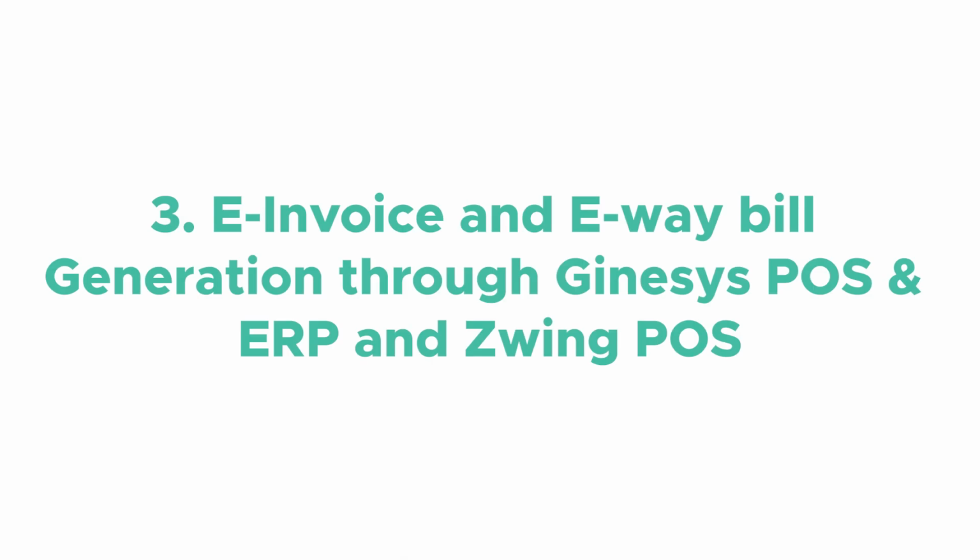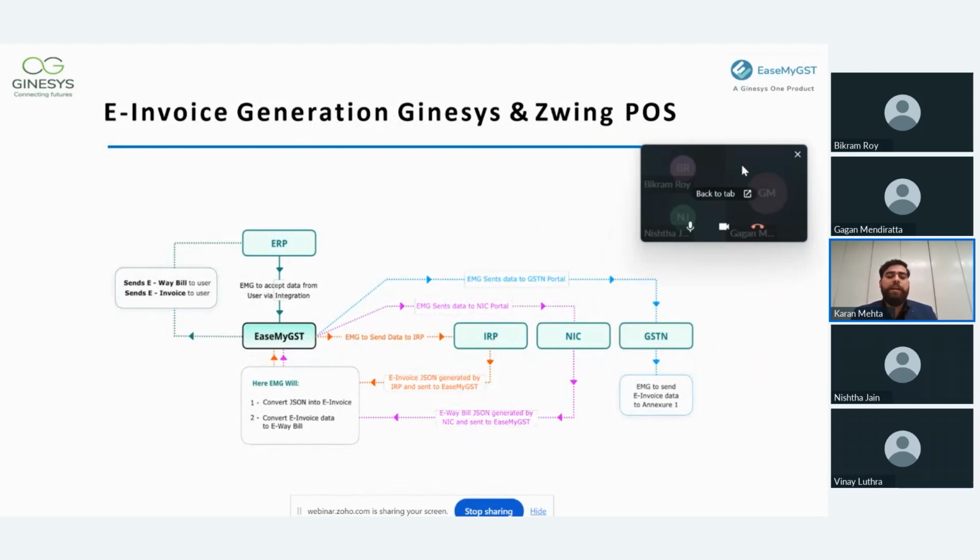Now I will explain how it's working. This is the API structure for EaseMyGST e-invoice and E-way generation. We are providing a generate button in the ERP that works through API. You can click your invoice through the generate button. The API automatically sends data to EaseMyGST, and EaseMyGST sends it to the government portals like IRP, NIC and GSTN. You get the response in your ERP. The API works in milliseconds in the backend, very fast.